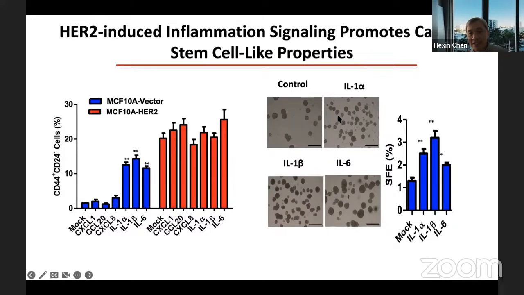So here we see control, IL-1 alpha, beta, and IL-6. But even though these 3 cytokines can dramatically increase tumor sphere formation ability, for IL-1 beta, even though at the mRNA level it is dramatically upregulated, at the protein level we cannot detect IL-1 beta expression in the supernatant. So later on, we only focus on IL-1 alpha and IL-6.